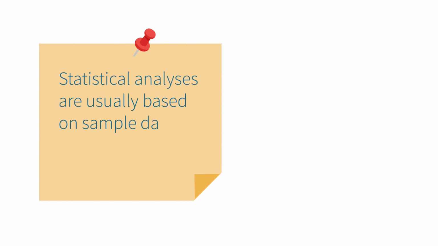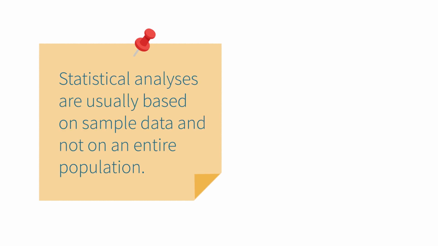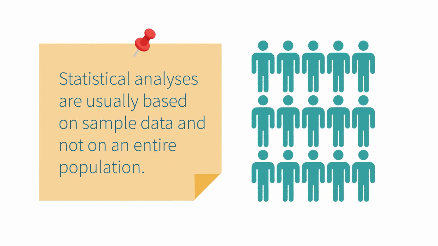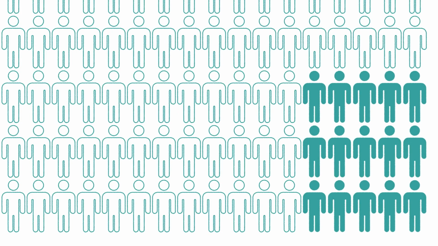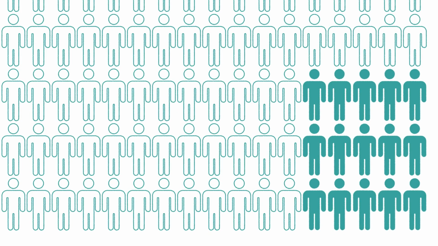In most cases, statistical analyses are done based on sample data, not on population. One practical reason is speed. Observations are easier to collect and summarize with a sample than with a complete count, especially if you're dealing with large data sets like the entire population of NCR.